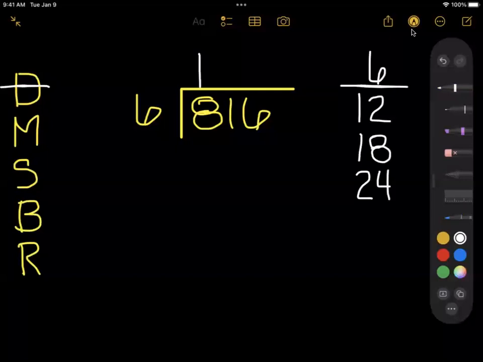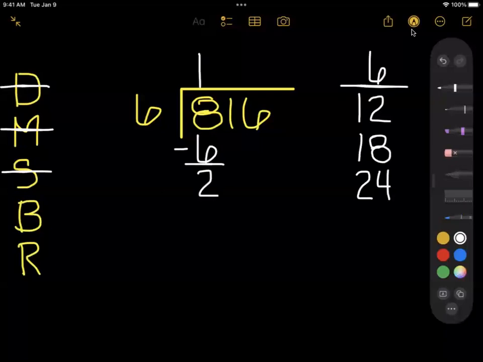Now we're going to do multiplication. So multiplying is where you take the number you just put at the top and multiply it by the number you're dividing by. So 1 times 6 is 6, and it's going to go right here under the 8. Okay, and that would be the multiplication step. Now my next step is to subtract. So I'm going to take 8 and subtract 6. That will give me 2. So that is the subtraction step.